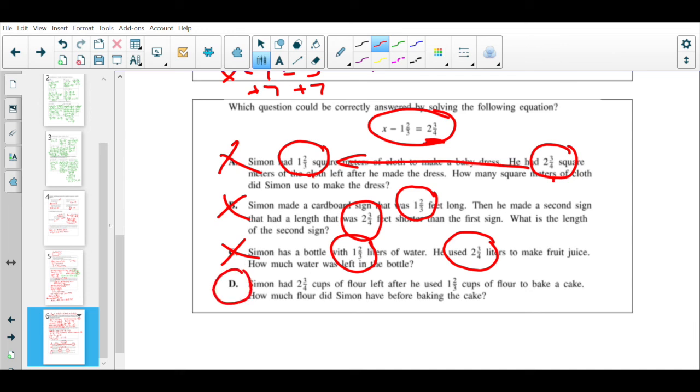So let's see why. Simon had 2 3/4 cups of flour left after he used 1 2/3 cups of flour to bake a cake. How much flour did Simon have before baking the cake? So if he started with an unknown value and he used 1 2/3, it says he has 2 3/4 cups of flour left, and that one perfectly describes the equation. So letter D is correct.